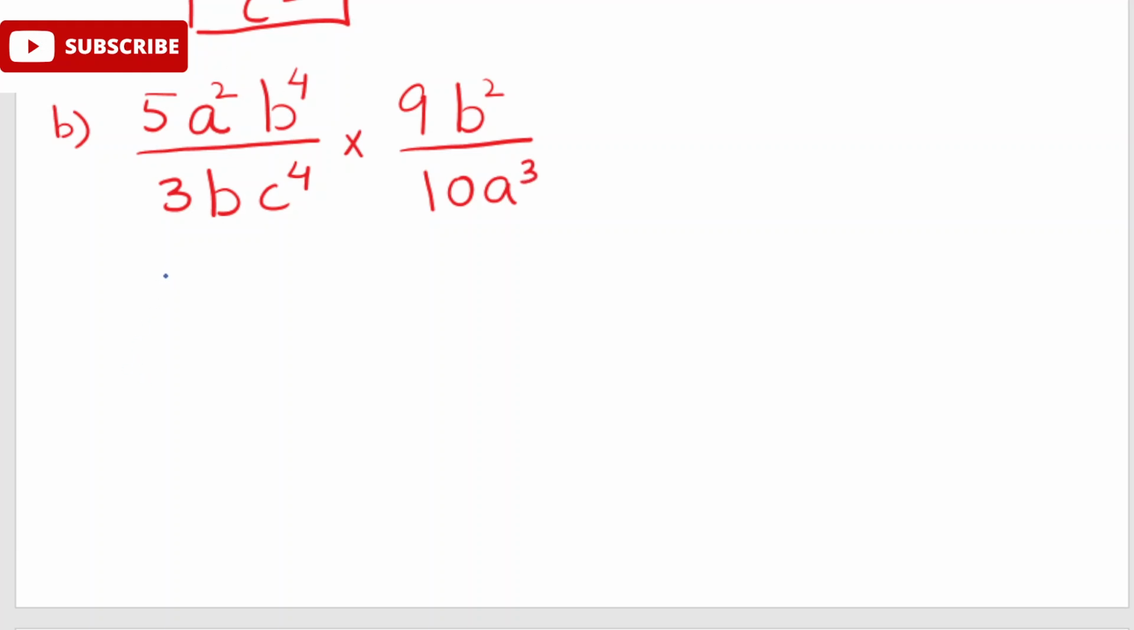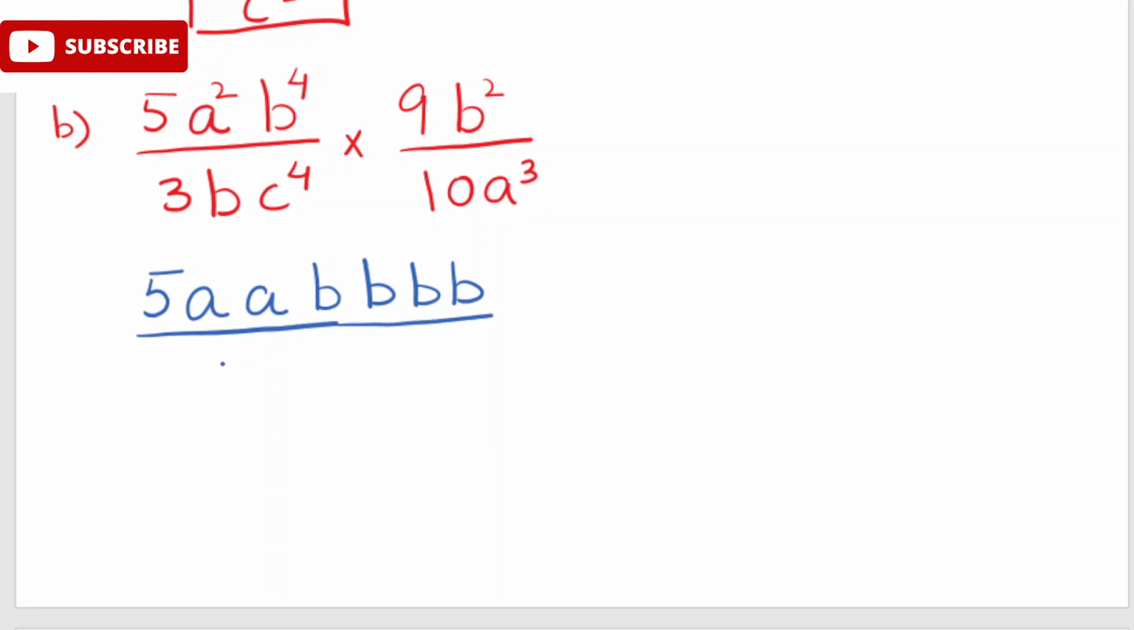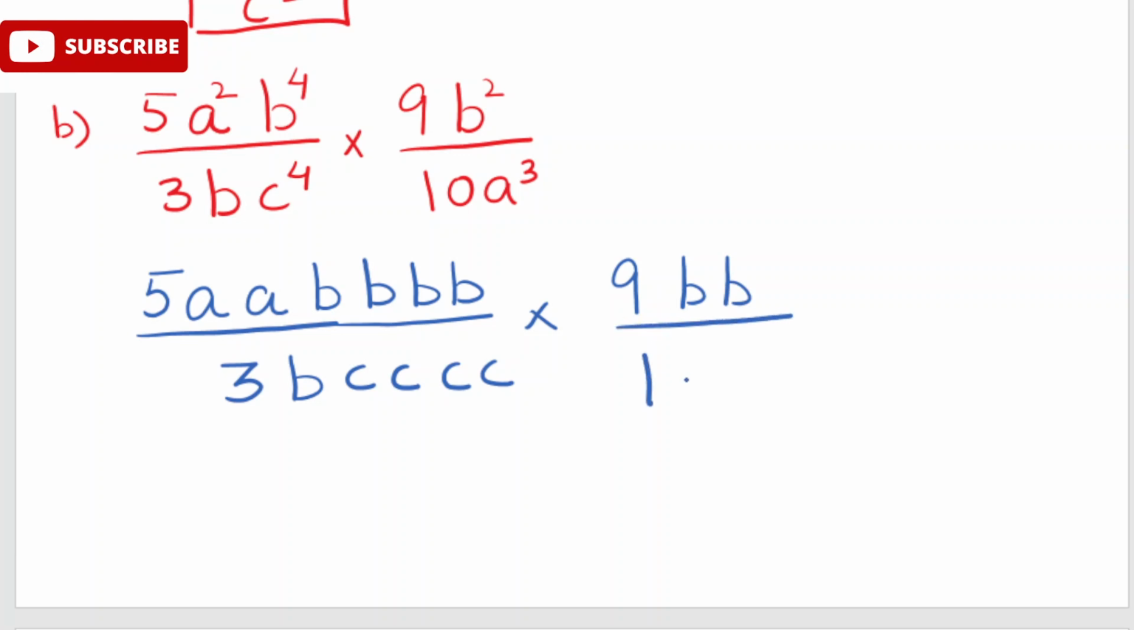You can directly cancel the numbers, but what about the variables? We can write the variables this way. A square means I can just write a two times. B power 4 means I can write b this way as well. That is up to you. Now 3b c power 4 means this. This is the easiest method, and this way you can solve the question easily.